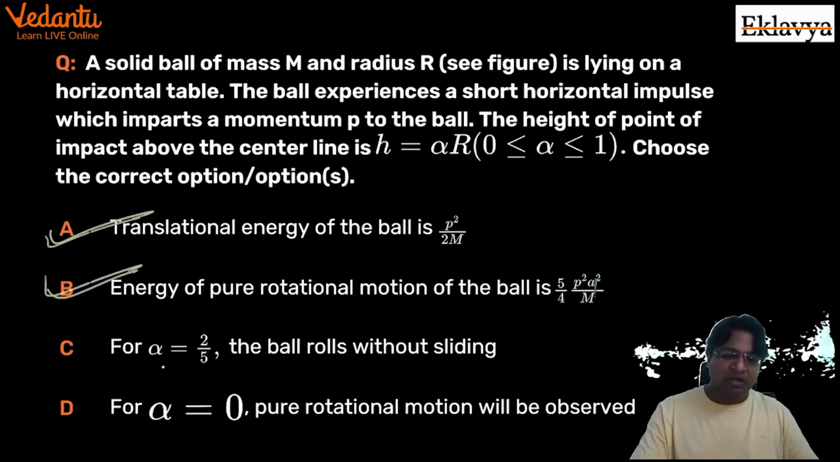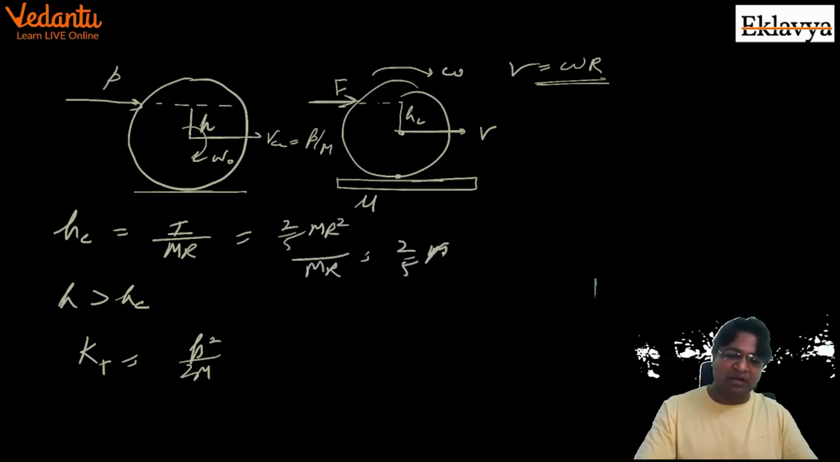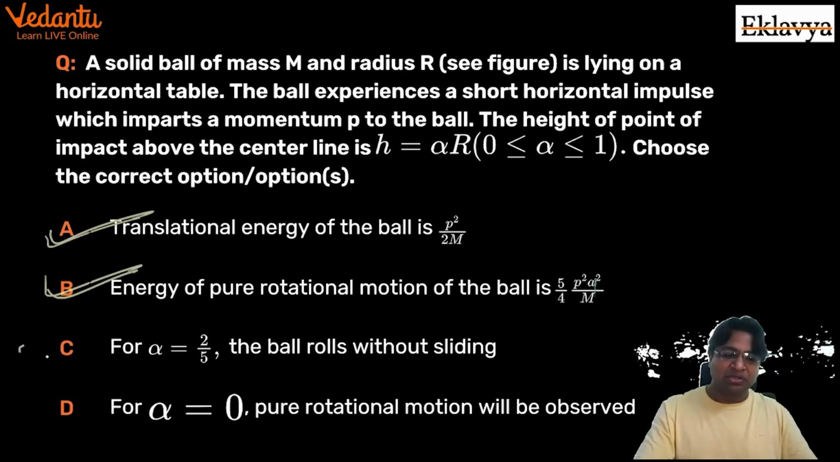So this is correct. For alpha equal to 2 by 5, the ball rolls without sliding. So let's check the critical height. 2 by 5 MR square divided by MR. So yes, the critical height is 2 by 5 R, and so this is also correct.